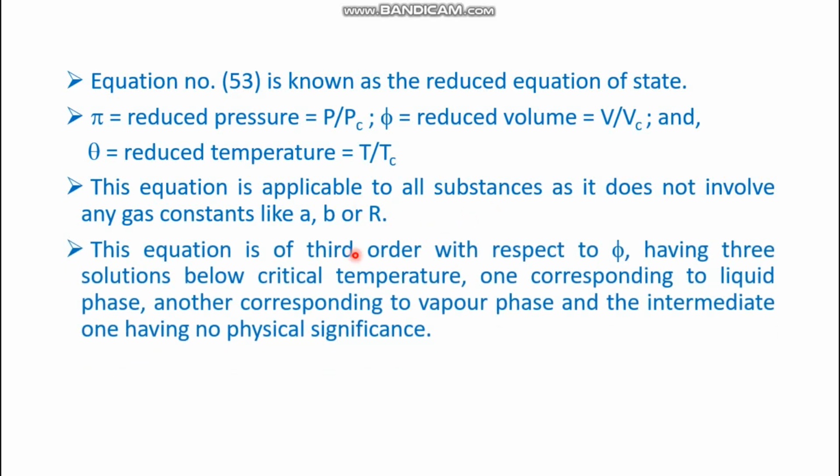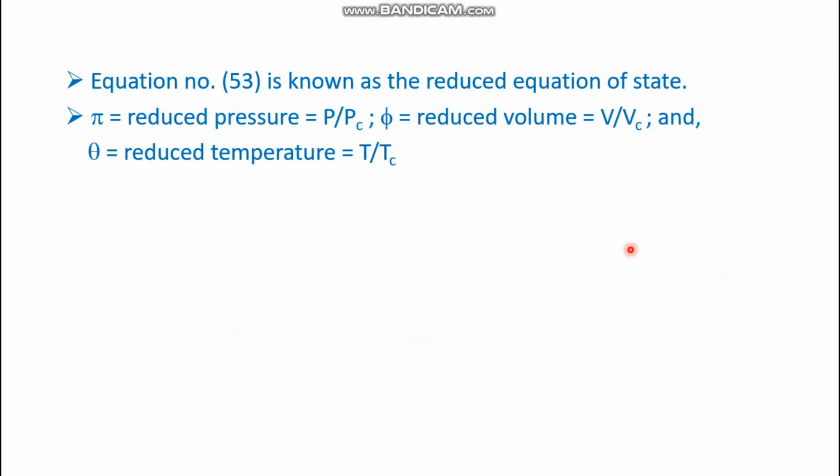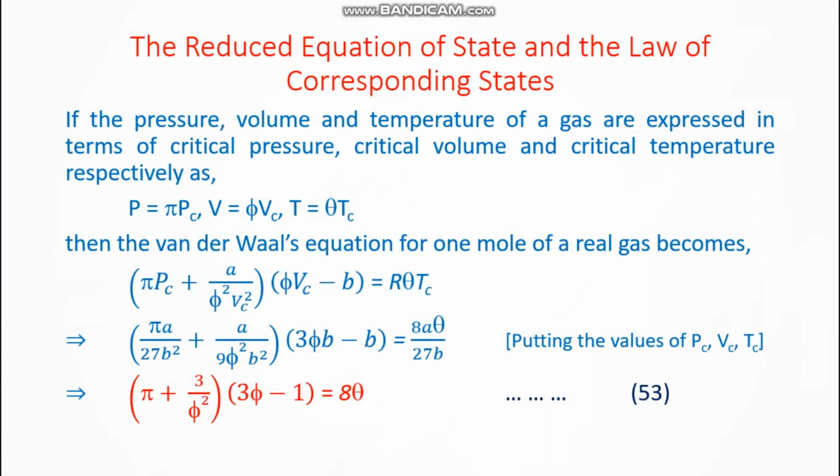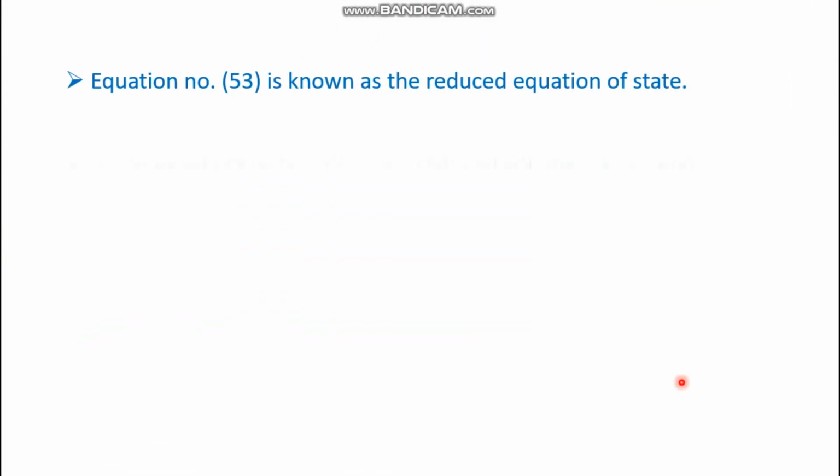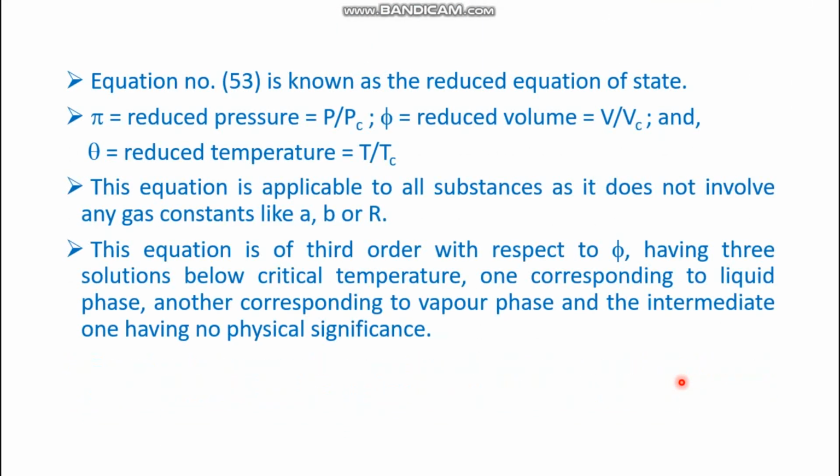And this equation is of third order with respect to phi. Look, if we look back here, this is definitely of third order with respect to phi. If phi squared is multiplied on both sides, then it becomes pi into phi squared plus 3 into phi cube. So this is the third order equation. Okay, so this equation number 53 is a third order equation, and having 3 solutions. So for the third order equation, this variable must have 3 solutions.